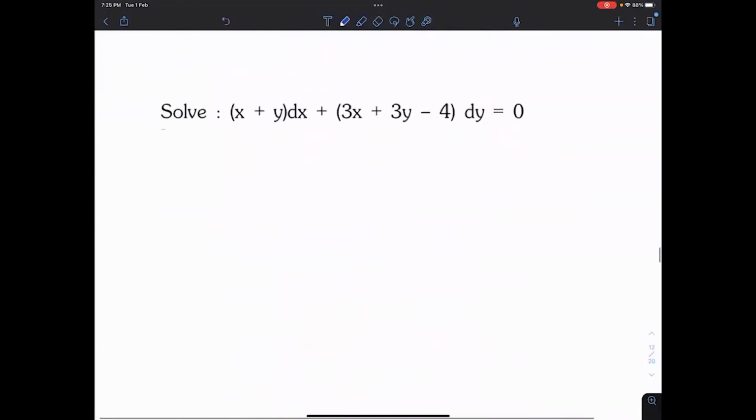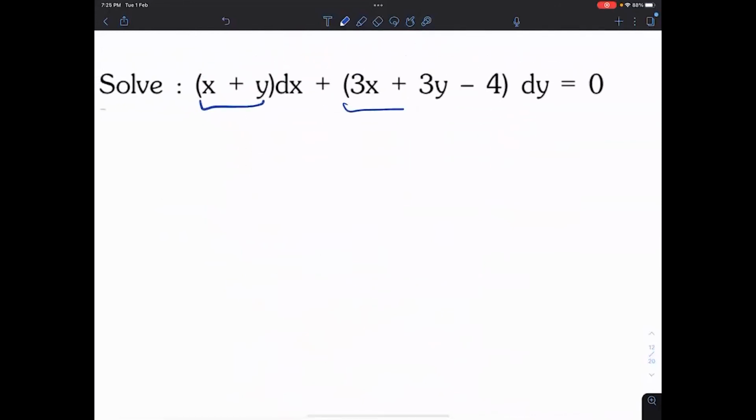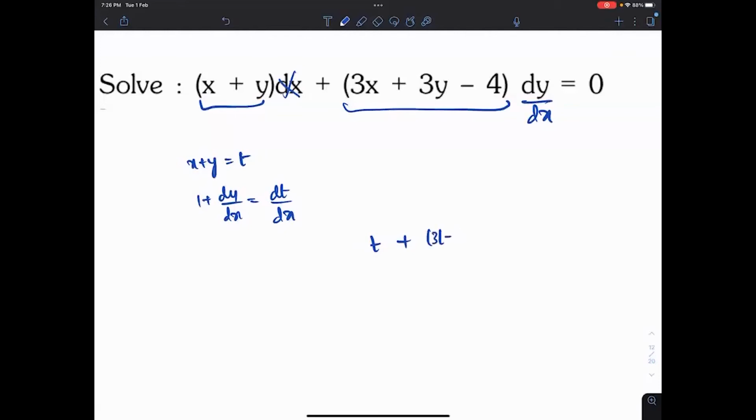Now, if the two lines involved are parallel, then also the procedure is easy. That is the second level of difficulty I was saying. So whenever you have two lines parallel like this, simple. Take the substitution: x plus y, you take it as t. Then 1 plus dy by dx will be dt by dx. So let us write x plus y as t, and this one as 3t minus 4. And what is dy by dx? dt by dx minus 1.